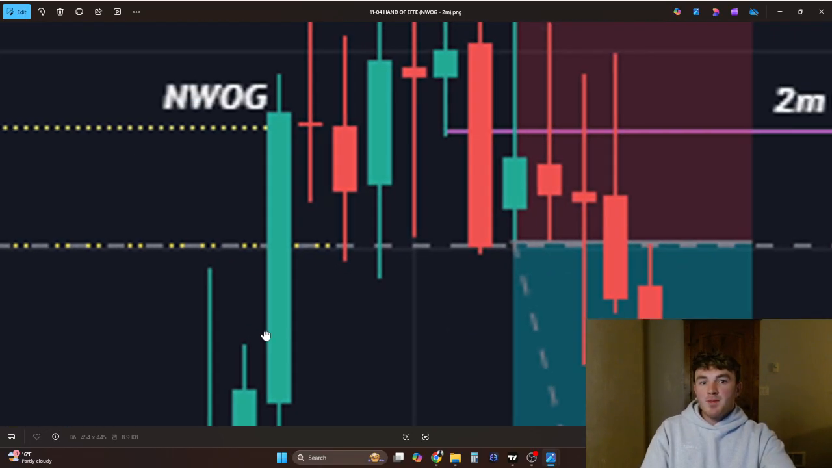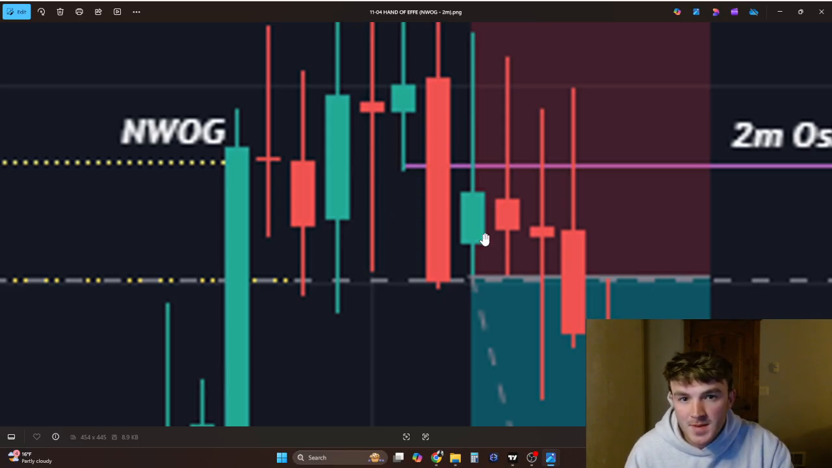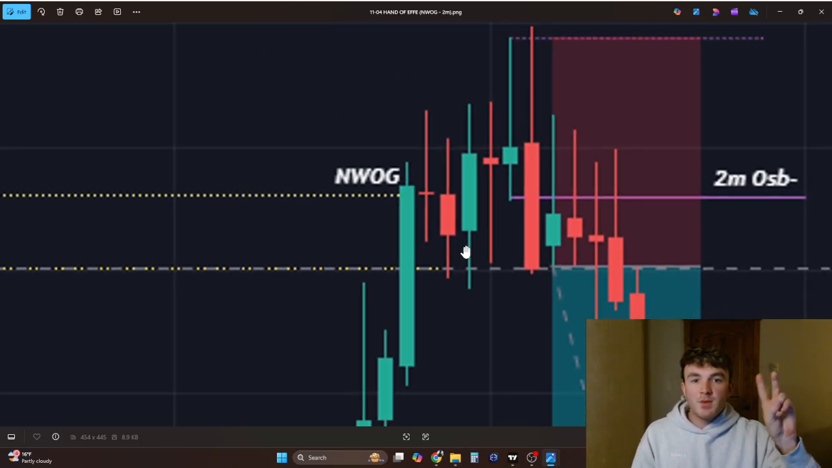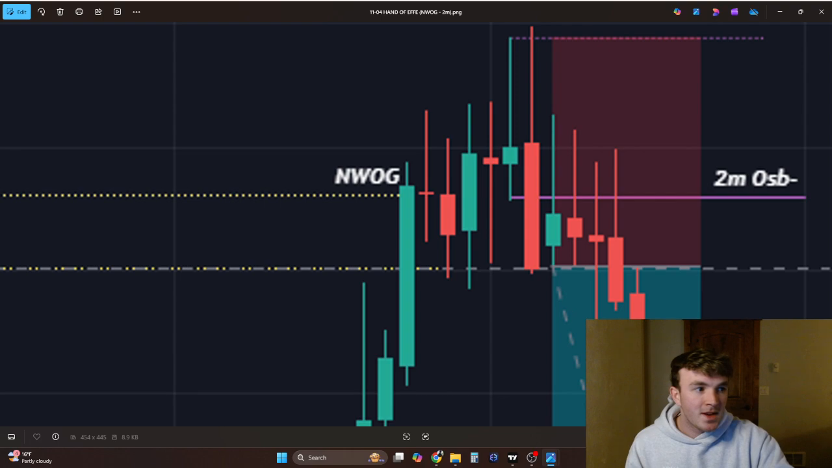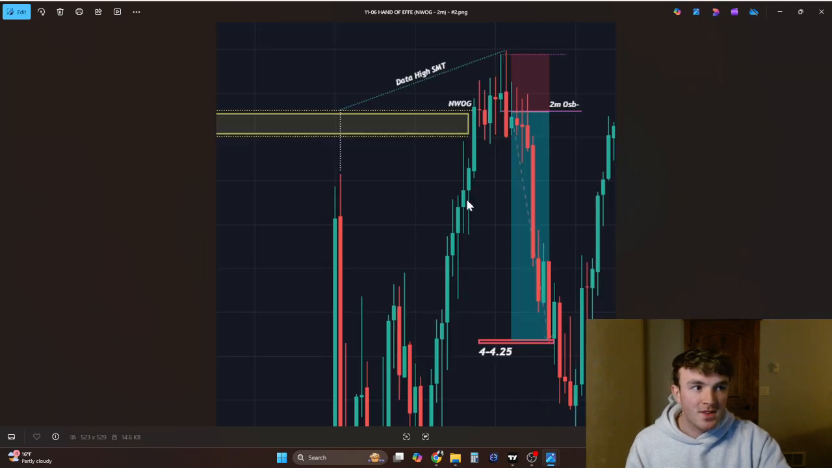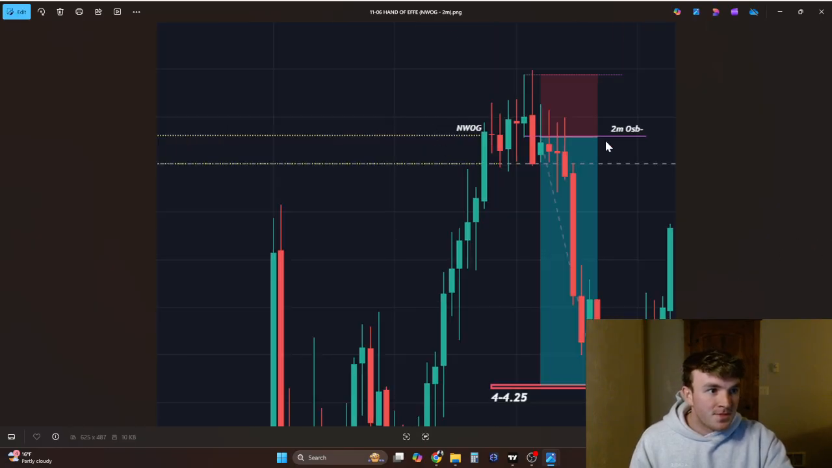Anytime you have an outside bar or a pin bar off a new week opening gap or a new day opening gap, I will refer to that as hand of FA, right? That's just the nickname I gave it. So here's another one, and you can see it was also SMT with the data high. So that was pretty cool.